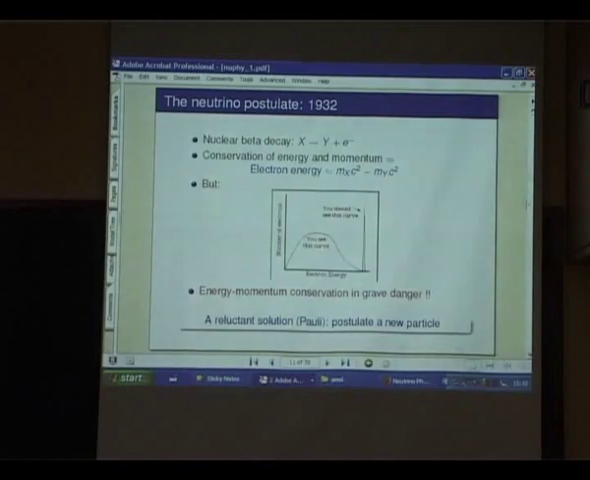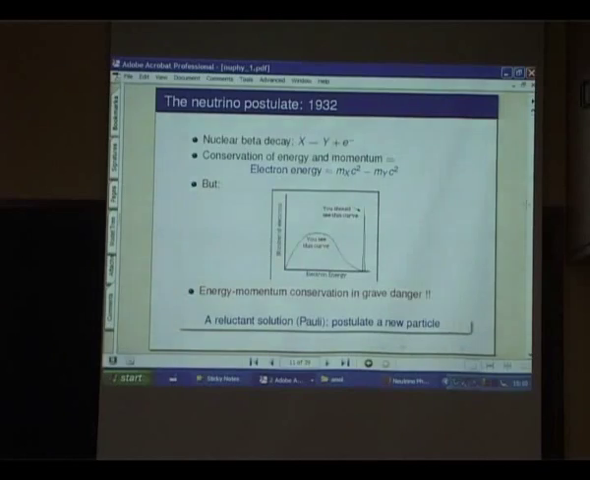However, Pauli had the audacity to come up with this postulate: it is possible that we have one particle which we don't detect, which just escapes. So in 1932 we postulated this particle. Now it means that the energy difference between the X and Y nuclei, their masses, is split between the neutrino and the electron. So this in principle solved the problem of energy and momentum conservation.